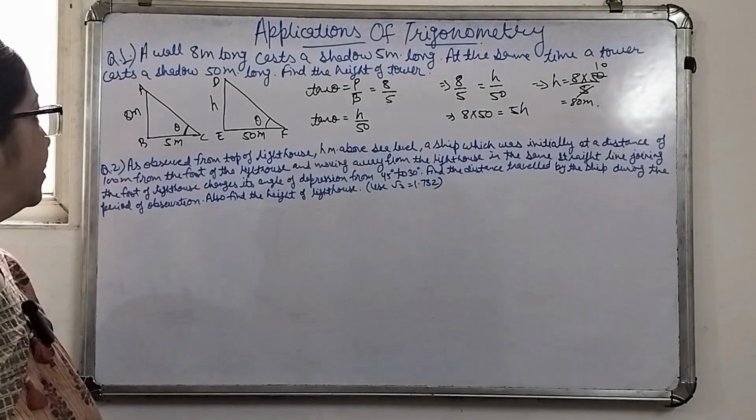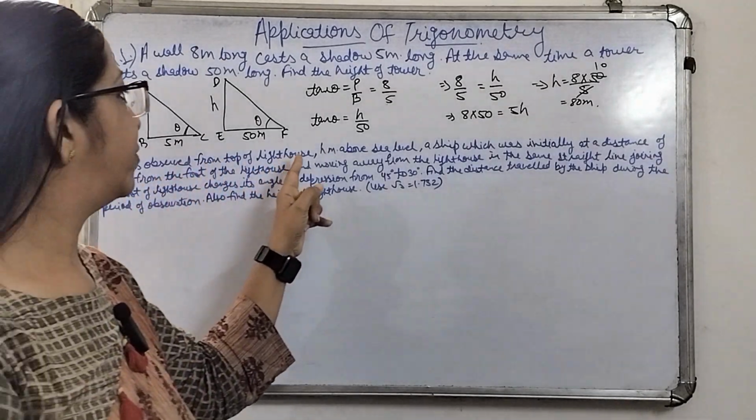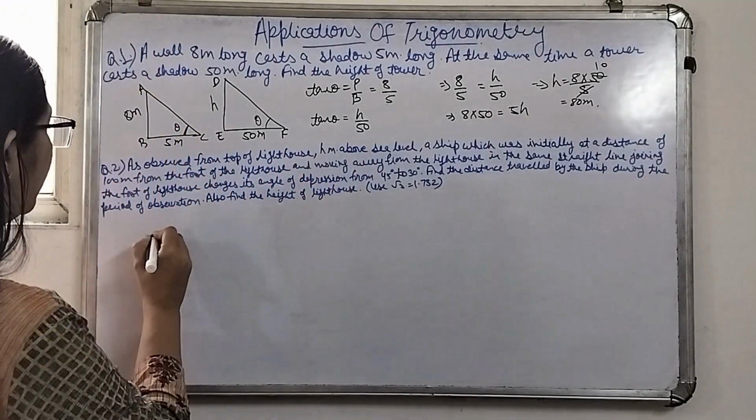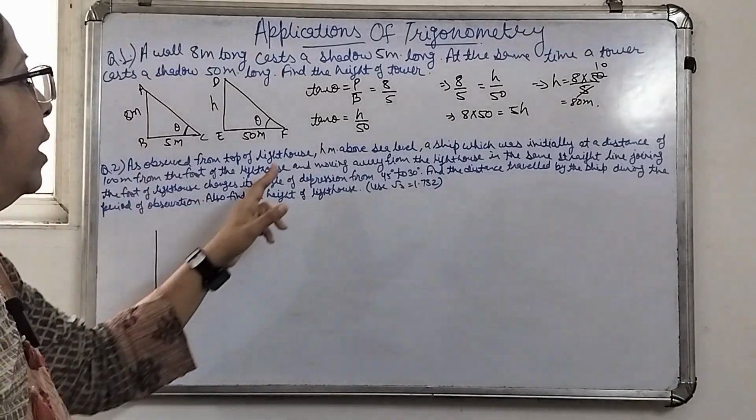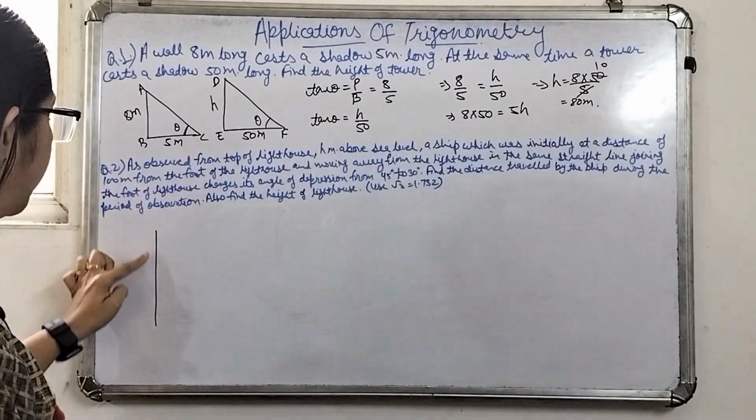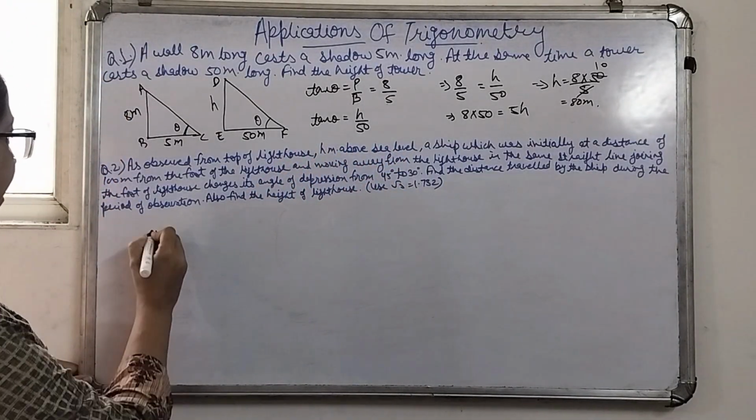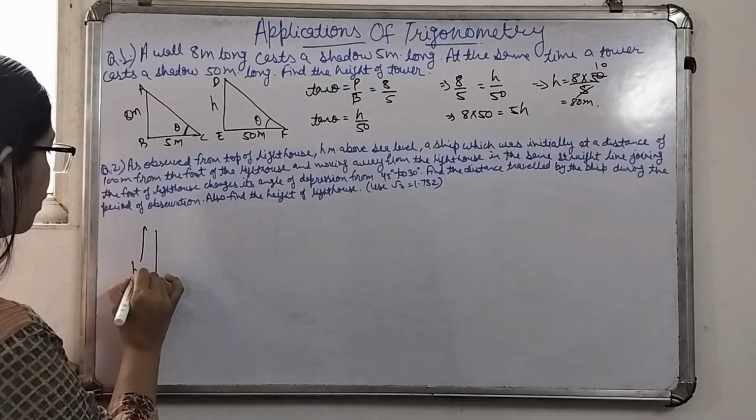Now the next question, as observed from top of a lighthouse. Suppose this is your lighthouse. H meter above sea level, that means height of this lighthouse is H meters. This is your H meters.